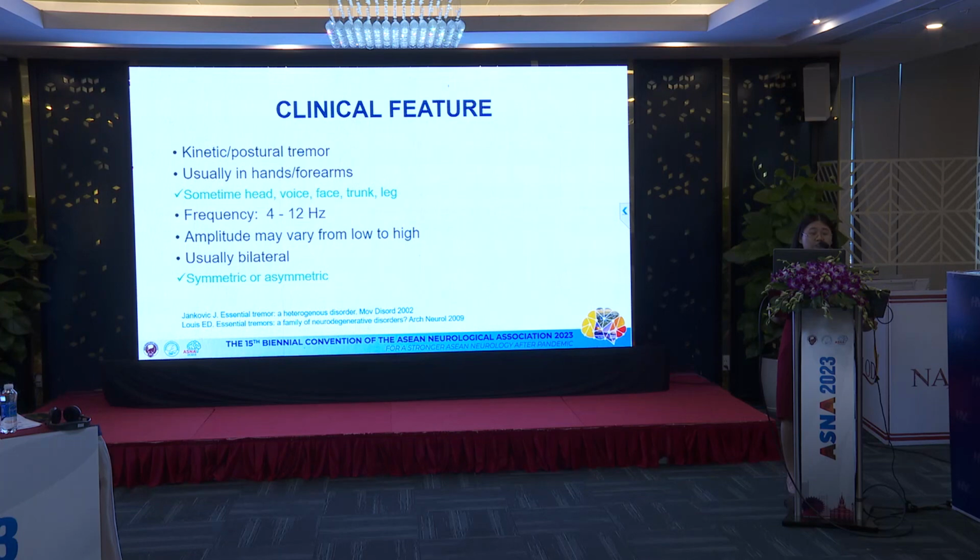Essential tremor is an action tremor, and it affects the hand and forearm. It can also affect the head, face, and legs. The tremor frequency has considerable variability, from 4 to 12 Hz. The tremor may vary from a low-amplitude, high-frequency postural tremor of the hand to a much larger amplitude tremor. Essential tremor is typically bilateral and is often slightly asymmetric.